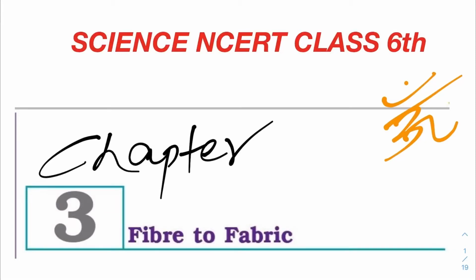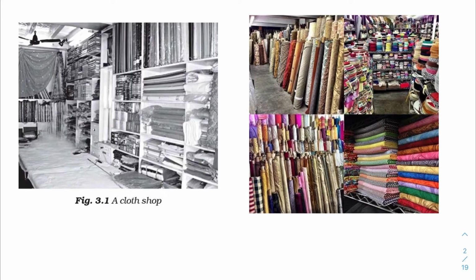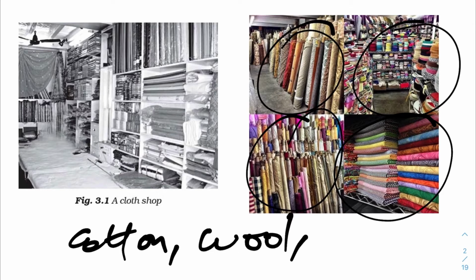Chapter 3, Fiber to Fabric. There are large varieties of cloth material. Some clothes or fabrics are cotton, while some are synthetic. Bed sheets, blankets, curtains, tablecloths, towels, and dusters are made of different kinds of fabrics. Even school bags are made of different kinds of fabrics.